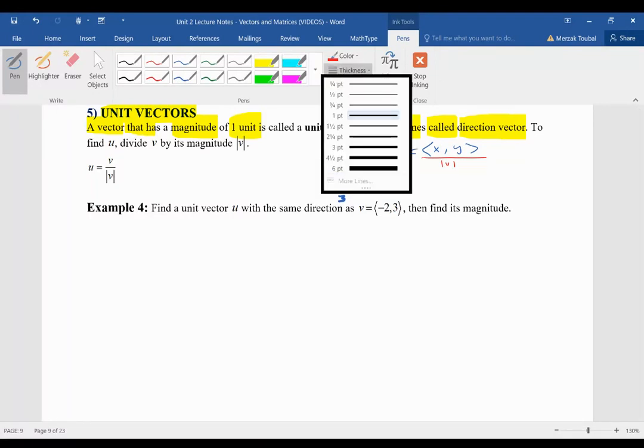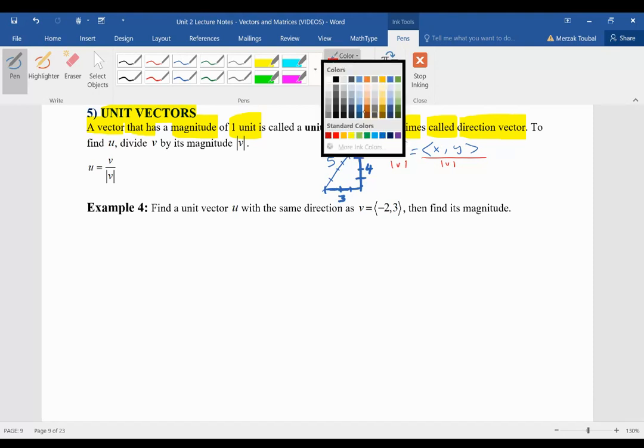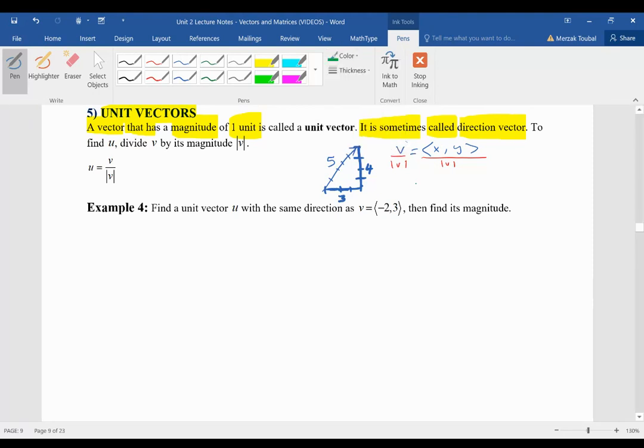This will lead to a unit vector. Let's call it u. Let's suppose that v over the magnitude of v is u. We can put a hat there to indicate that this is a unit vector. If we don't, that's okay. So that would be x over the magnitude of v, comma, y over the magnitude of v.